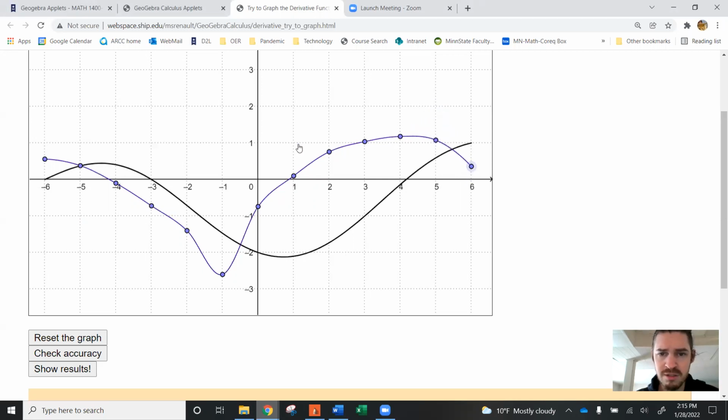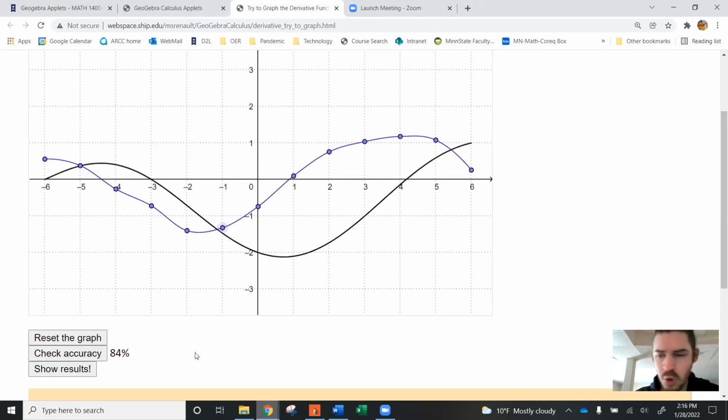Let's make it so that it's coming down and it's going to cross over the x-axis in a moment, but it just doesn't quite get there yet. So this is roughly the shape I want. It's crossing the x-axis in about the right places, here, here, and then about to do it here. Now we can check accuracy. 84%. Okay, that's pretty good.